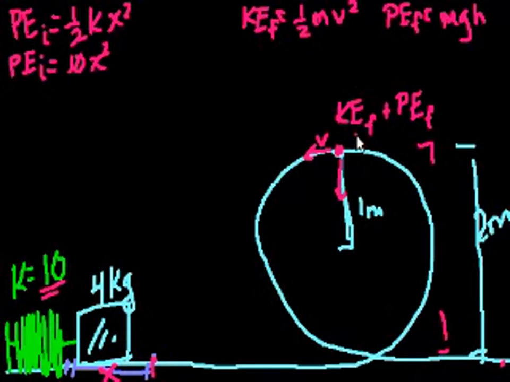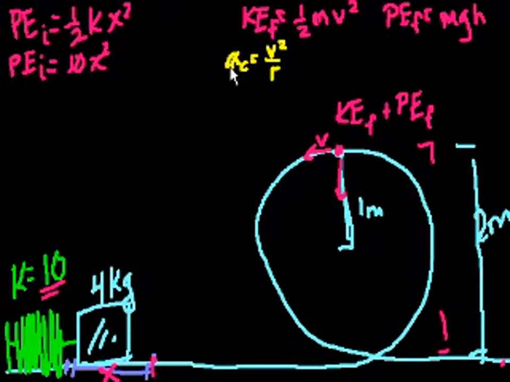Anyway, so let's figure out the kinetic energy at this point. So what does the velocity have to be? Well, we have to figure out what the centripetal acceleration is. And then given that, we can figure out the velocity, because we know that the centripetal acceleration has to be the velocity squared over the radius, right?